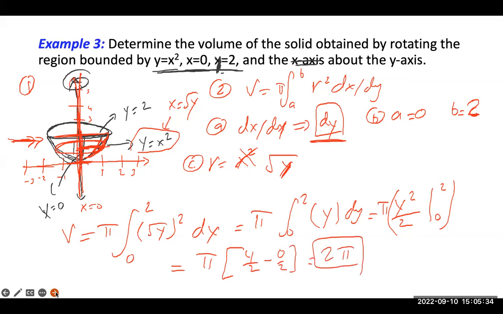That's our volume. All right, so this method is going to be used to find the volume of axis of revolution. In the next one, we're going to look at how to find the volume using something called the washer method.